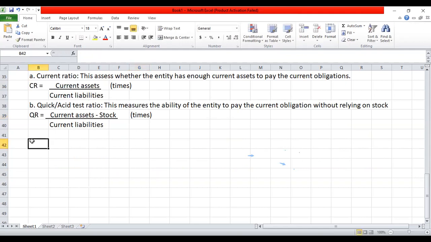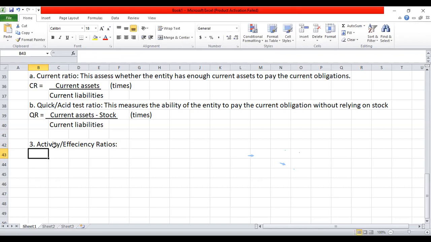Another type of ratio, that's number 3, activity or efficiency ratios. So the activity or efficiency ratios measure how organizational resources are managed. The working capital, the assets, how does the company manage its resources?